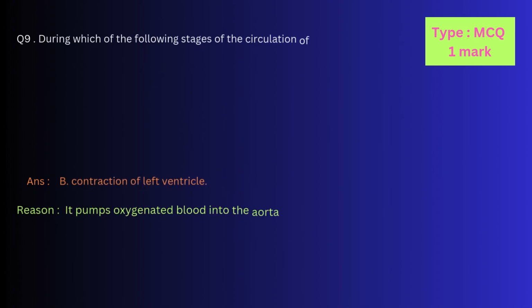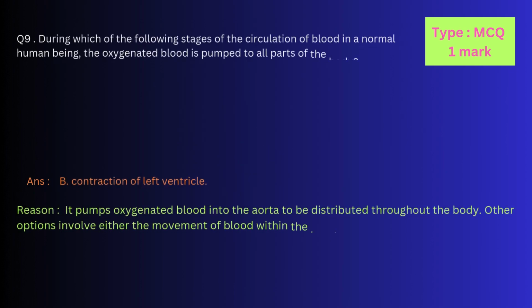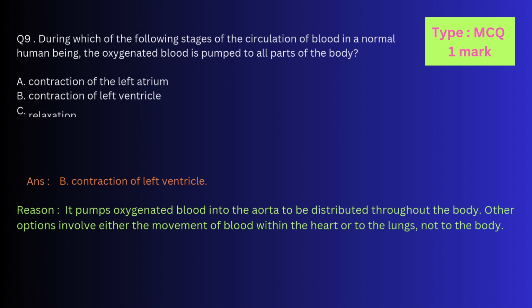Question 9. During which of the following stages of circulation of blood in a normal human being, the oxygenated blood is pumped to all parts of the body? Option A, contraction of left atrium, B, contraction of left ventricle, C, relaxation of right atrium, D, relaxation of right ventricle. Answer is B, contraction of left ventricle. And that is because the oxygenated blood from the lungs enters the left atrium and then passes into the left ventricle. When the left ventricle contracts, it pumps the oxygen-rich blood into the aorta, which then sends it to all parts of the body.